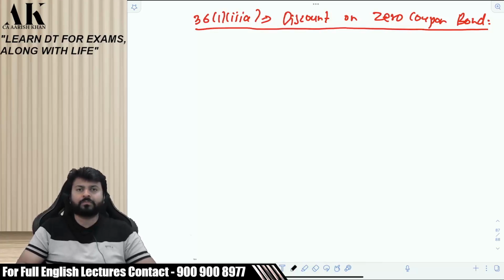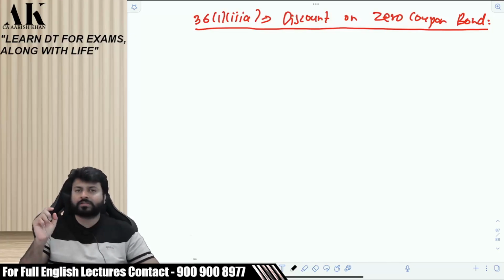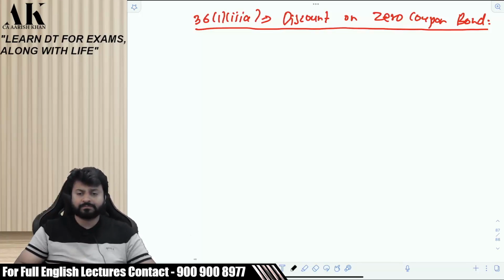Let me tell you. In this thing, the company issues you bonds. The company issues you bonds at discount. Say a 100 rupee bond will be issued to you at 50 rupees. And it will be redeemed to you at par. At par means it will be redeemed at 100 rupees.